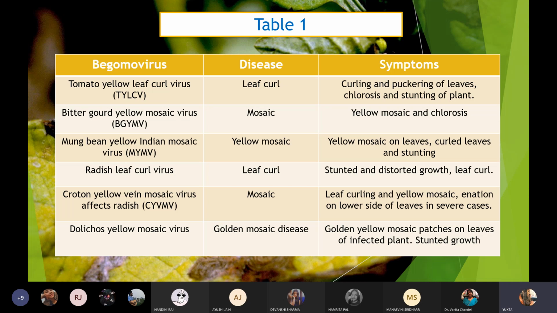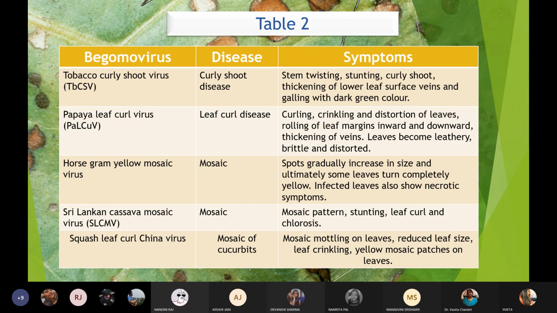Next is Dolichos yellow mosaic virus. It can occur on cowpeas and Dolichos beans. It causes the disease golden mosaic disease, and the symptoms are golden yellow mosaic patches on the leaves of the infected plant and stunted growth. Moving to the next slide. So the next species of Begomovirus is tobacco curly shoot virus.